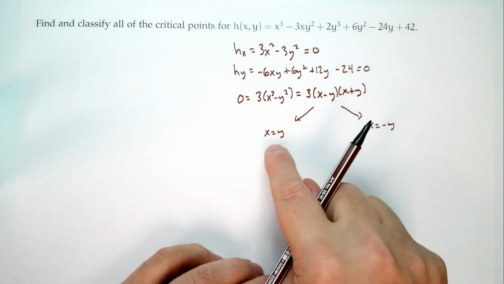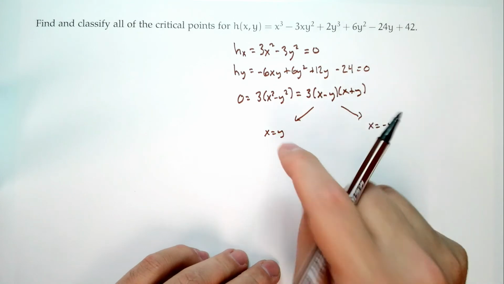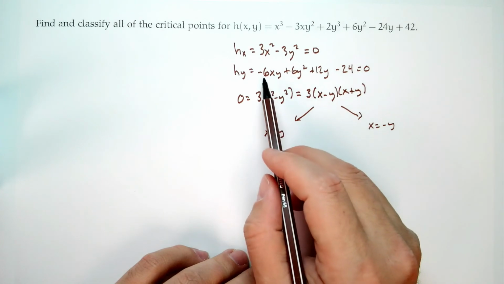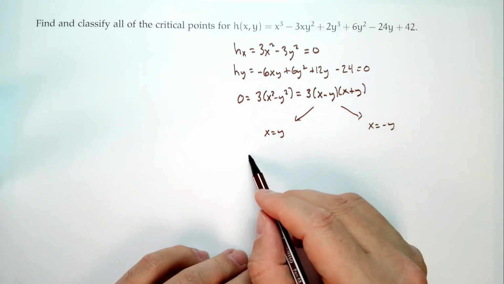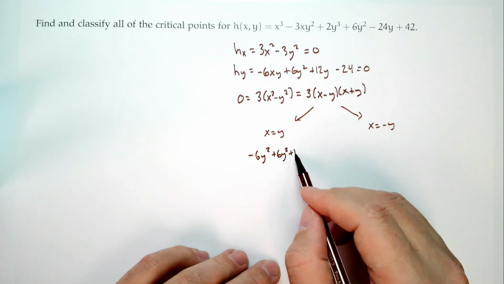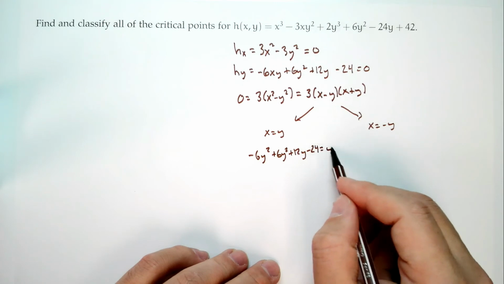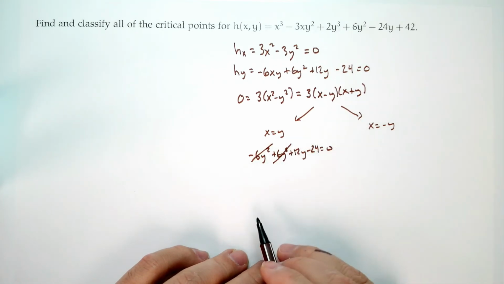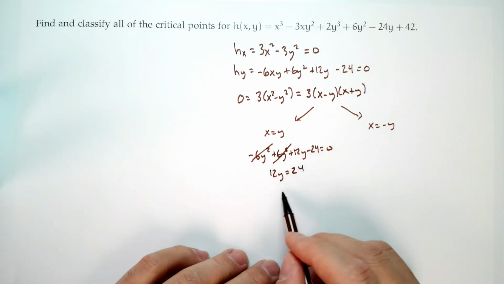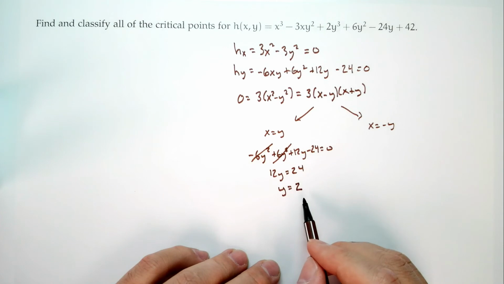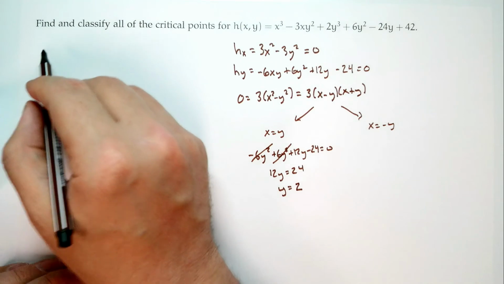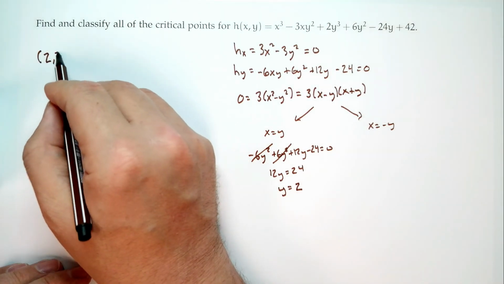So let's suppose for a second, let's go with the x equal y first. Suppose x equals y. Then we come to our second piece. So we get minus 6 times y times y. So that's minus 6y squared plus 6y squared plus 12y minus 24 equals 0. Well, the minus 6y squareds cancel. 12y minus 24 says 12y equals 24, which says that y had better be 2. And if y is 2, x is y, that leads us to the point, we'll write it over here, 2, 2.